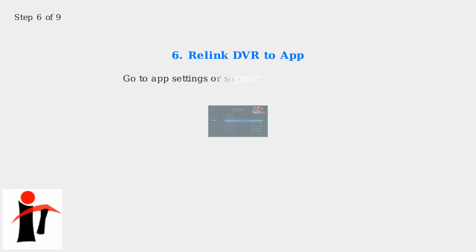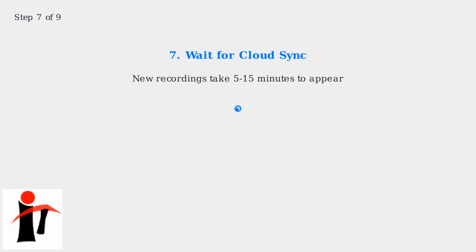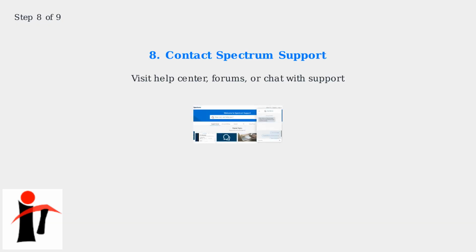A more advanced step is to relink your DVR to the app. You can do this in the app settings or through Spectrum's support portal. Remember, new recordings might take 5 to 15 minutes to sync to the cloud. If all else fails, head to Spectrum's official help center or community forums, or contact their support directly.